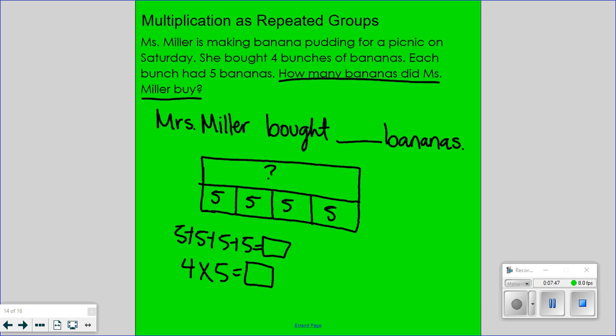Alright. We've got a model. We've got 2 equations. Both will work. Pick your poison. Now you can solve it. What is 5 plus 5 plus 5 plus 5 or 4 groups of 5? Heidi? 20.